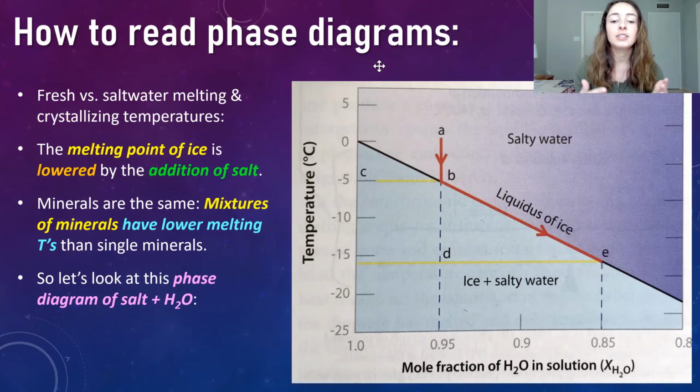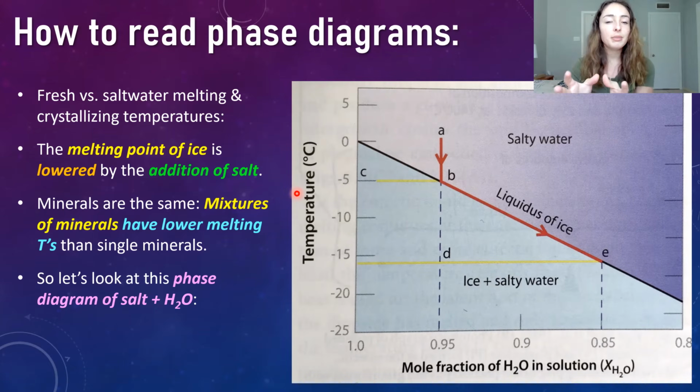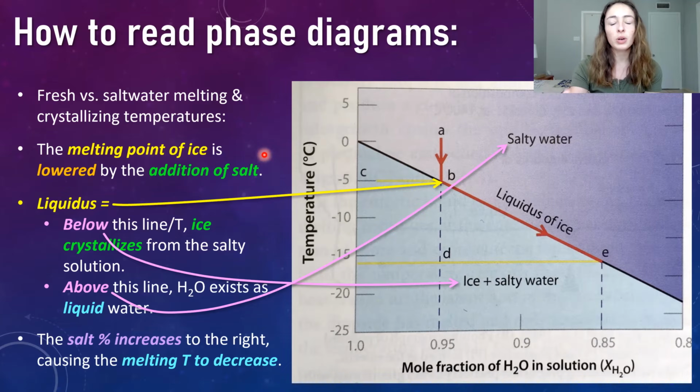And on the x-axis, what we see is the mole fraction of water in solution. And so that just means that as that fraction becomes smaller, the solution is becoming more salty in the right x direction. So how do minerals affect other minerals' melting temperatures? Well, it's pretty simple. Mixtures of minerals have lower melting points than single minerals. And the same thing occurs for ice. So if ice is present, it's going to take a certain amount of heat to melt the ice. However, if there's salt in the system, that ice will melt a lot more easily, aka the melting point of ice is lowered by the addition of salt.